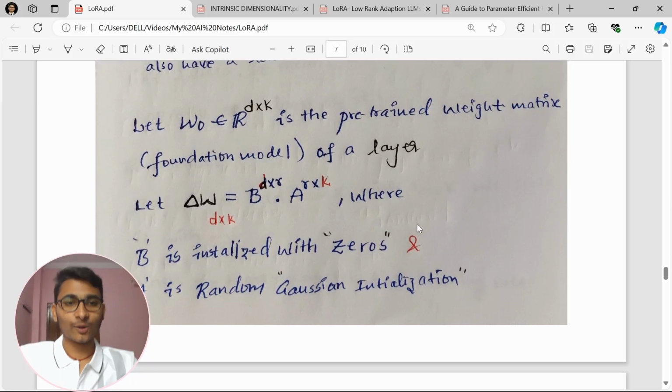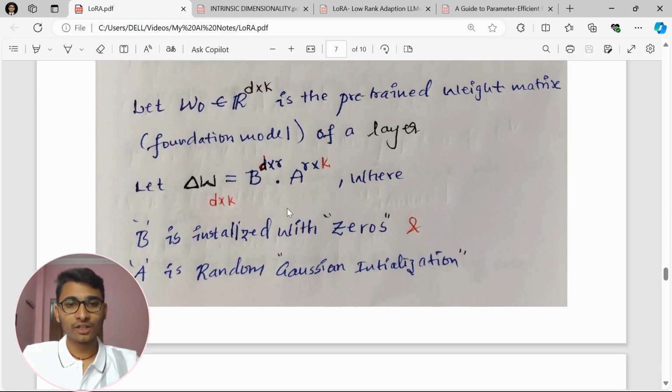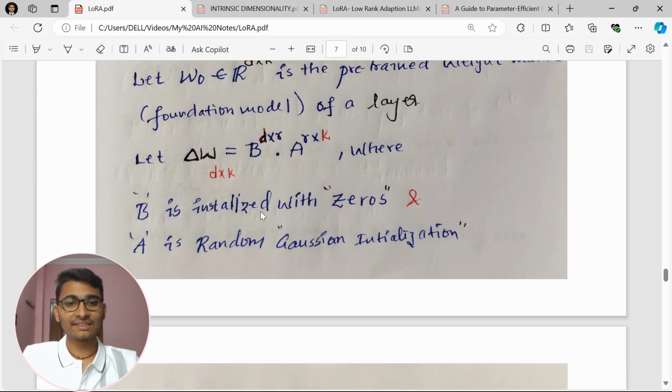Now I will show you what I have written here. Now see, W naught is the weight matrix of the layer, and delta W is B into A. See why B is zeros and A is Gaussian: because they experimented and came to know this is right. In this way, we are getting good results. It is all about experimentation. I hope I am clear.